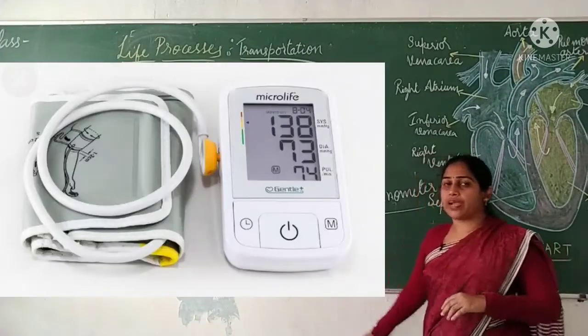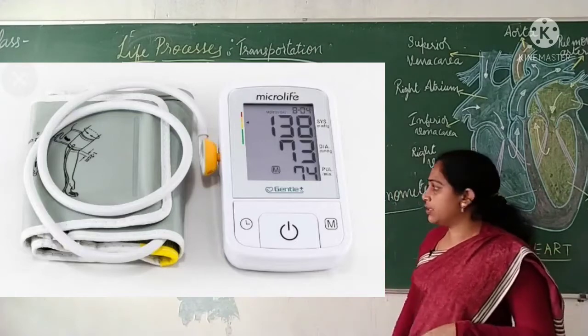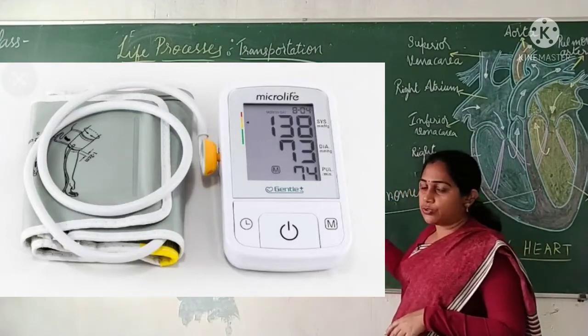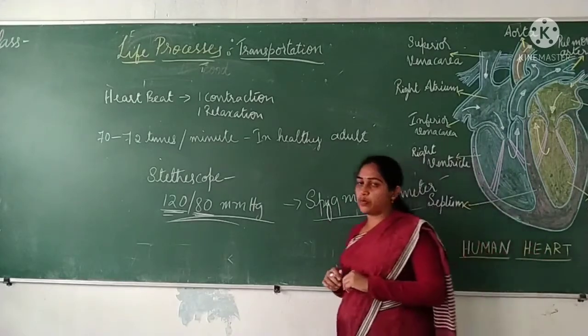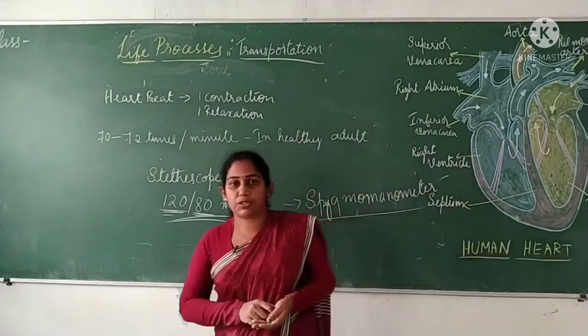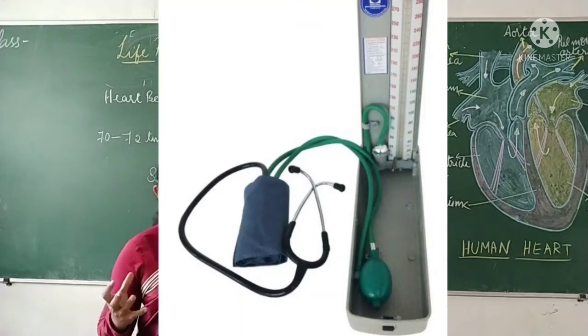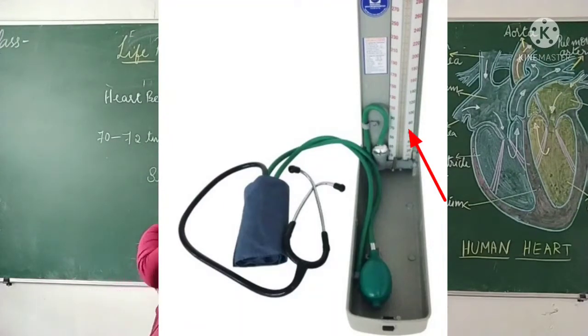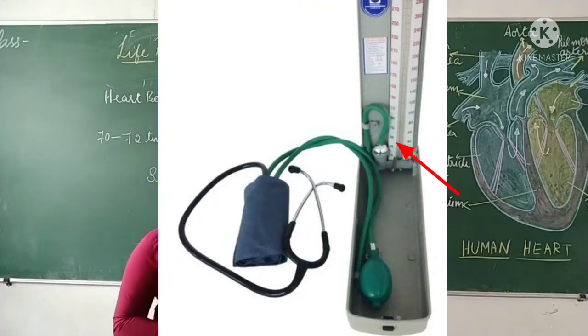But nowadays there is a digital device used to measure the blood pressure. They used to use this instrument in the olden days, but even now you can find the sphygmomanometer used to measure the blood pressure. The sphygmomanometer is a box shaped device. If you open that, you can find a tube in which mercury is filled, and you can see the reading on the tube-like structure also.